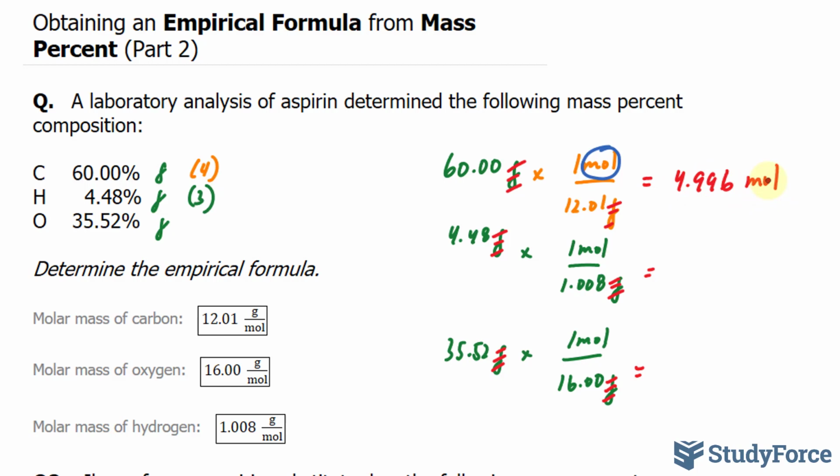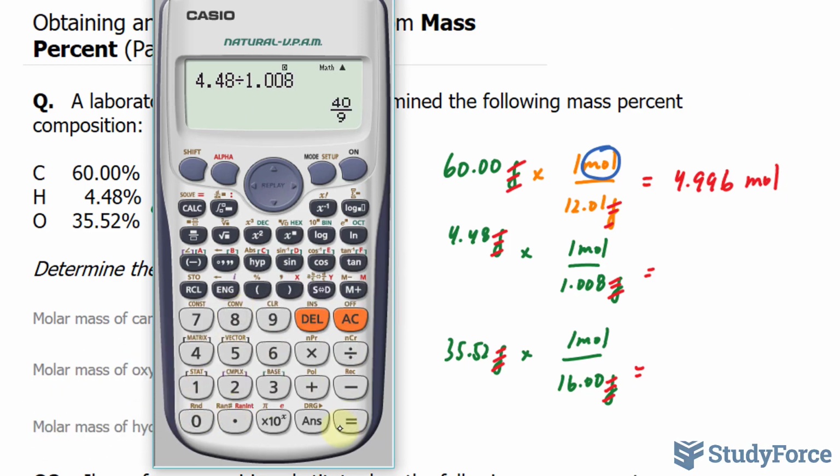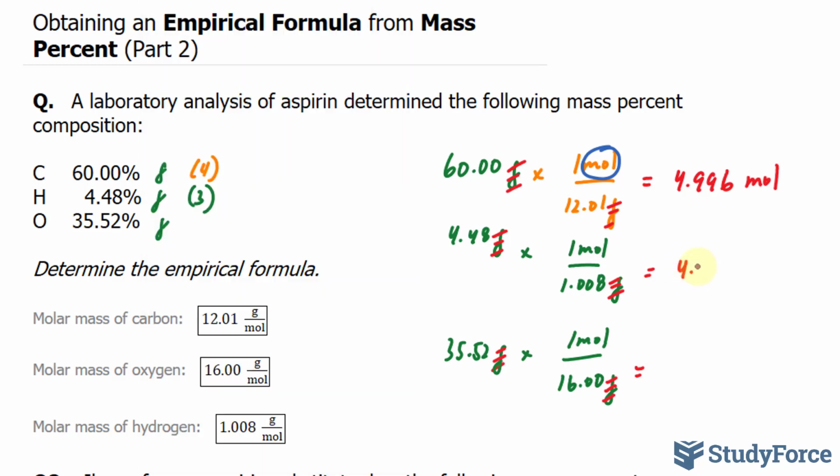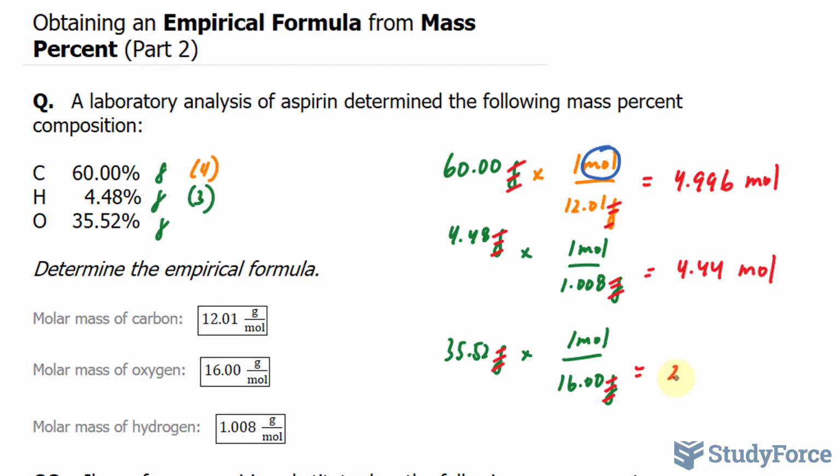Now let's do the hydrogen using our calculator. 4.48 divided by 1.008, and that gives me 4.44. I'll stop at 3 significant figures. And finally, 35.52 divided by 16, and this gives me 2.22.